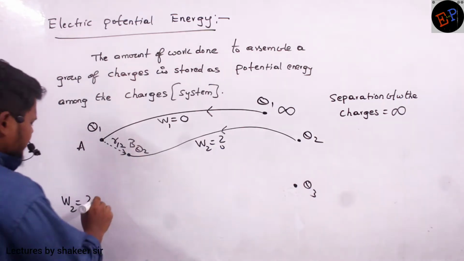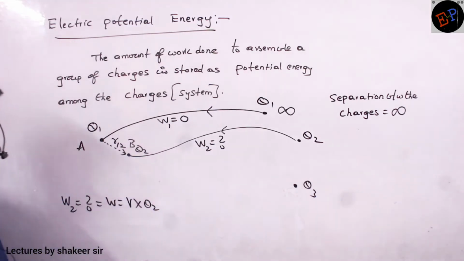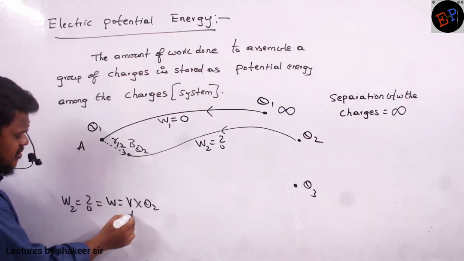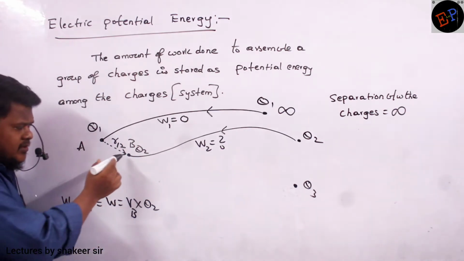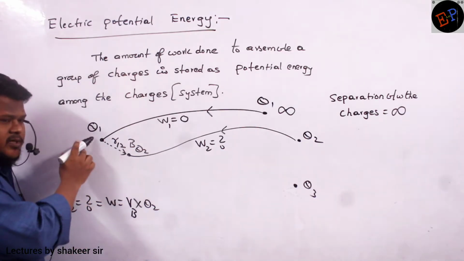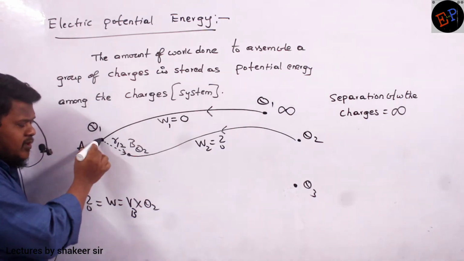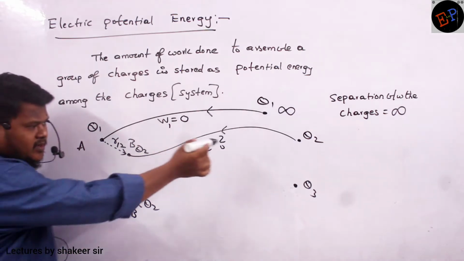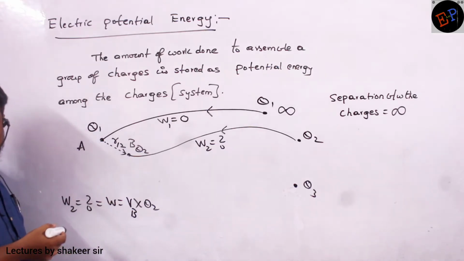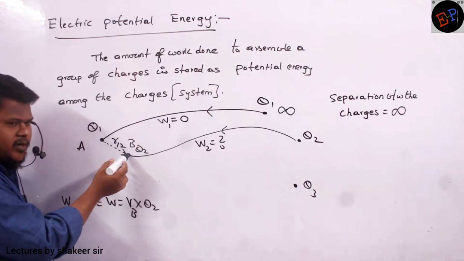The work done formula we studied yesterday, no? Work done is equal to potential multiplied by the charge which you are moving. Clear, no? So here at this point B, who will give the potential? Charge Q1 is giving the potential, no? Are you able to understand? At this point B, Q1 will provide potential. Because when I take that charge from infinity to this position, the repulsive force is applied by Q1 only. So Q1 is providing potential at this point B.